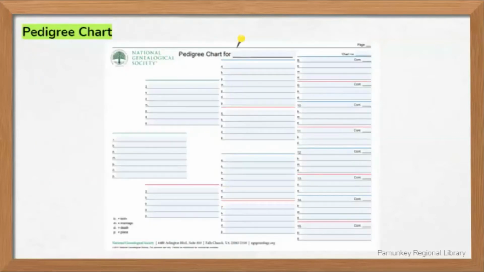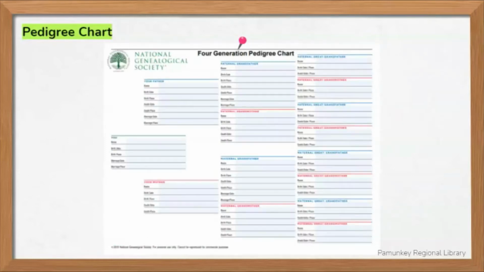So first we have this pedigree chart from the National Genealogical Society. Pretty basic. Gives you space to write a lot of different family information, birth, marriage, death, things like that. And then this is a 4-generation pedigree chart. So same type of deal, but with a little more detail for writing in all of your family tree information.